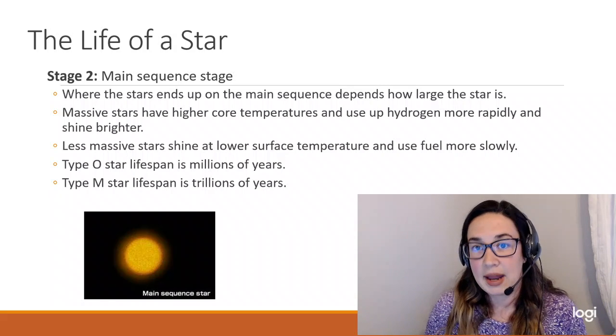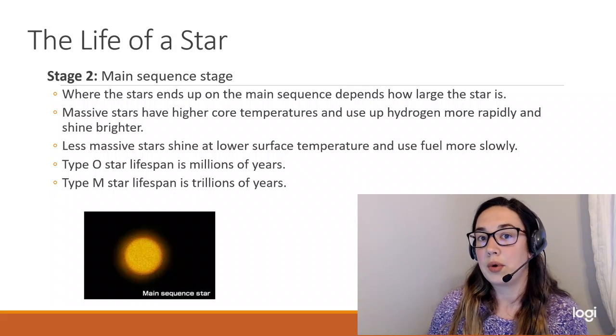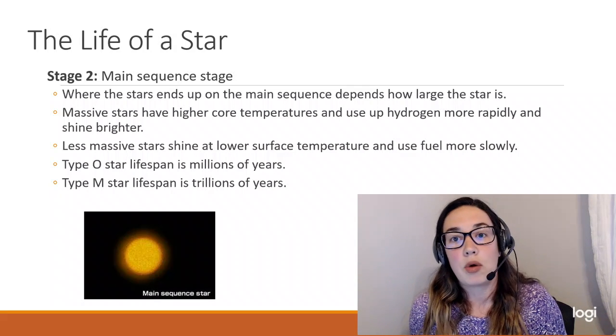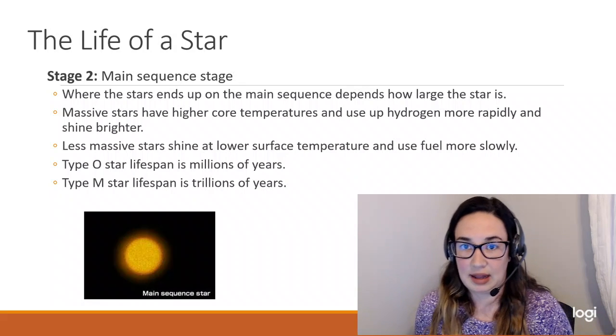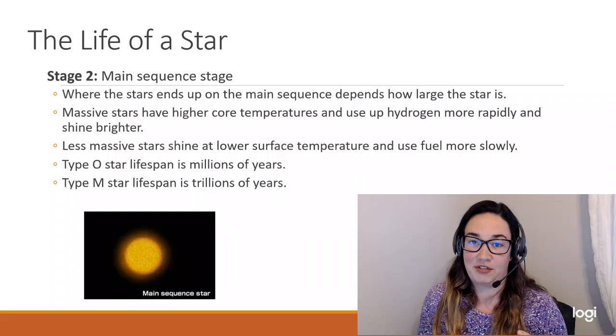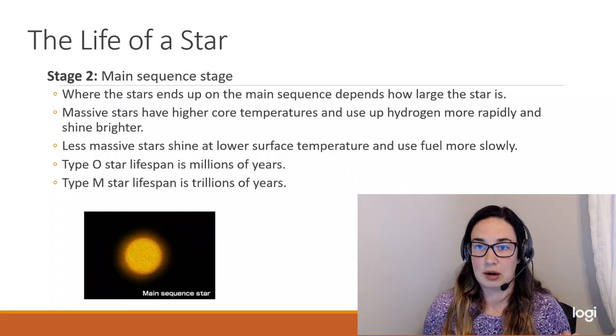And so depending on what type of star you have, it's going to be your type O or, for example, all the way through type M. And that is where it falls on that classification scale, if you remember from our very first slide that we talked about here, and also in our last lecture.